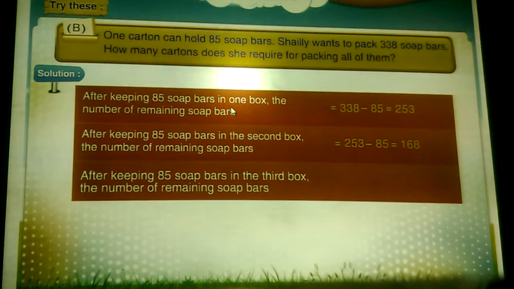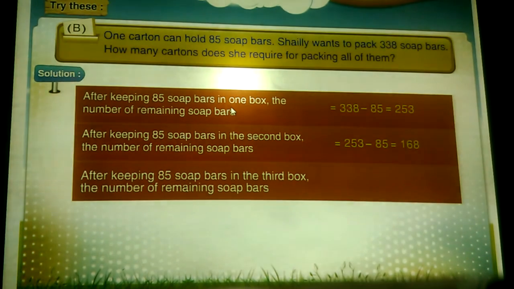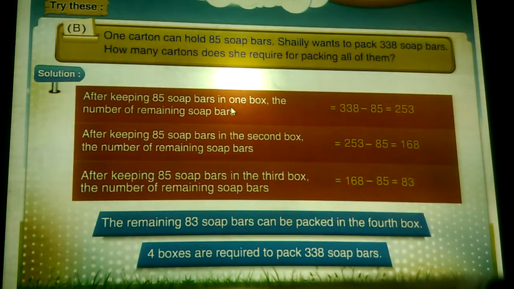After keeping 85 soap bars in the third box, the number of remaining soap bars is equal to 168 minus 85, that is equal to 83. The remaining 83 soap bars can be packed in the fourth box. Therefore, 4 boxes are required to pack 338 soap bars.